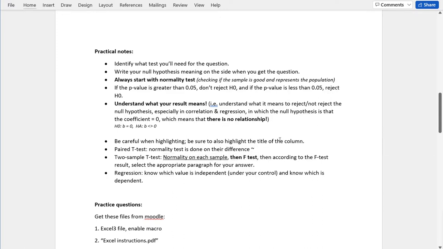It's going to be difficult to forget it, actually, because once you run the two sample t-test, you'll see the f-test, then two boxes, equal variance versus unequal variance, and to find out which one you choose, you follow the f-test. It's all going to be right there in front of you. Regression: know which value is independent, like under your control, and which one is dependent.